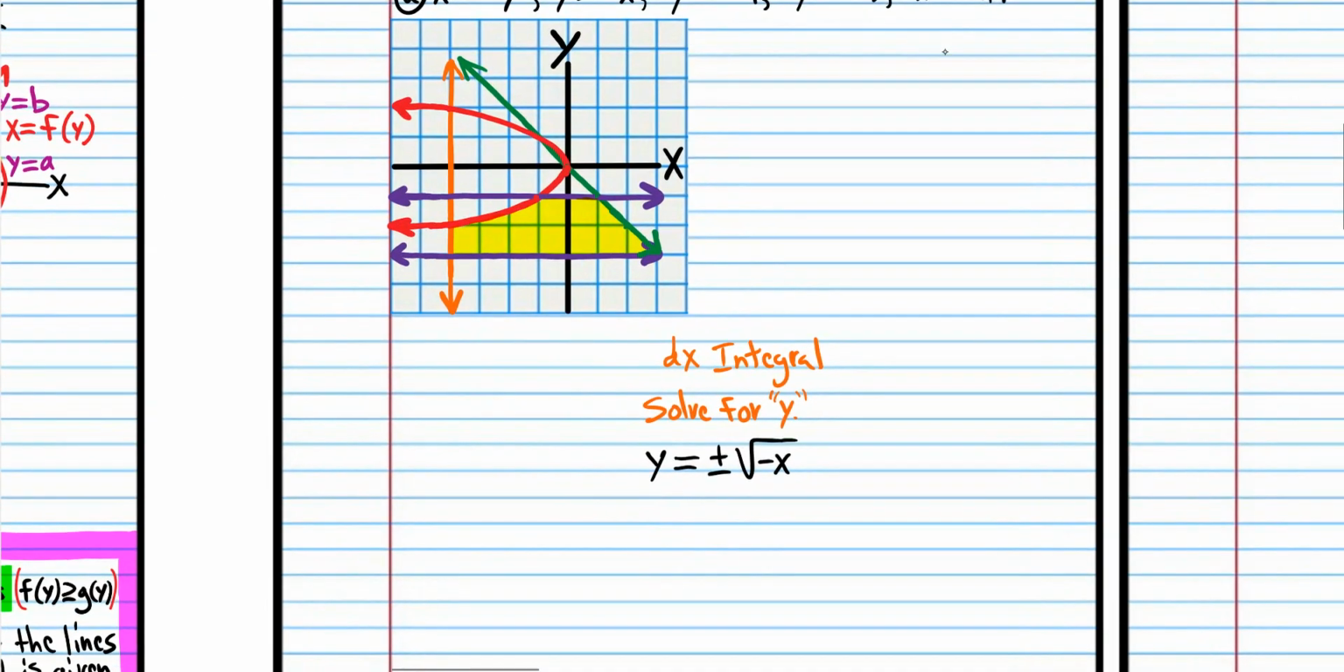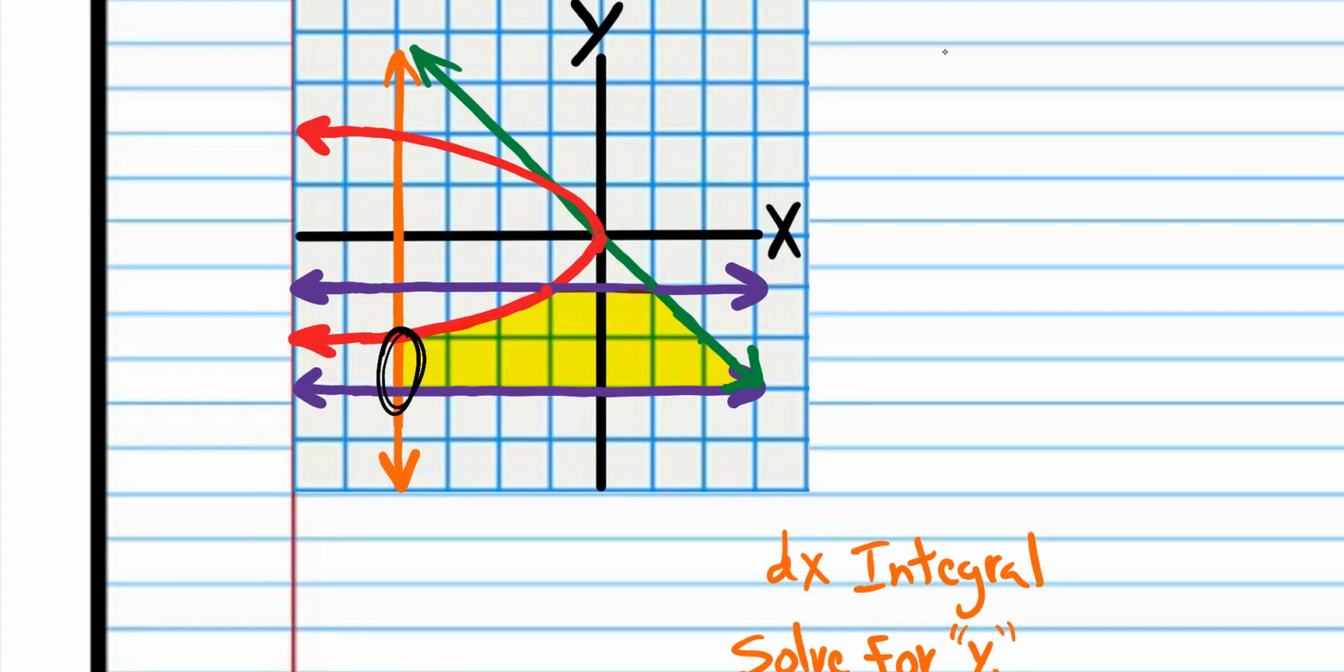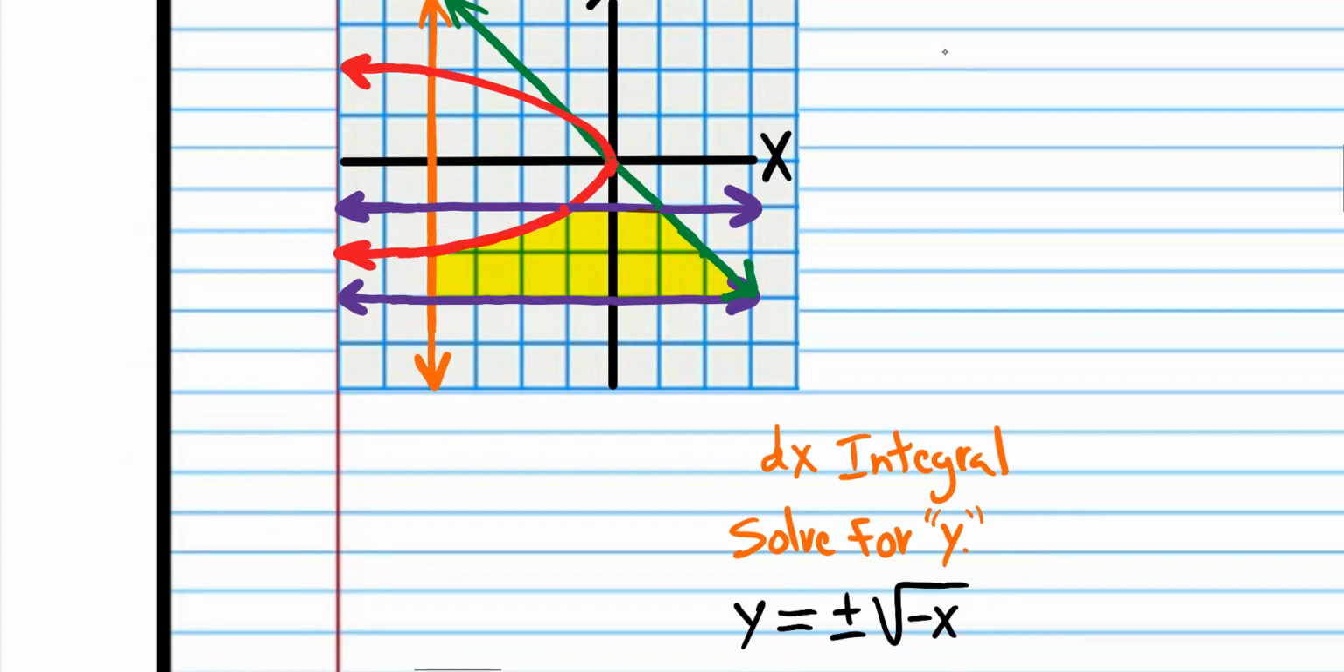Okay, so that said, let's get started. The area is equal to the integral from -4 to -1. How do I know that? Because x is -4 here, and then it's -1 here. That's where we're going to change to a different integral right there.